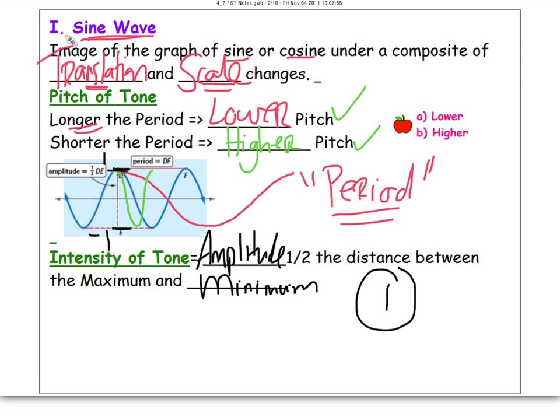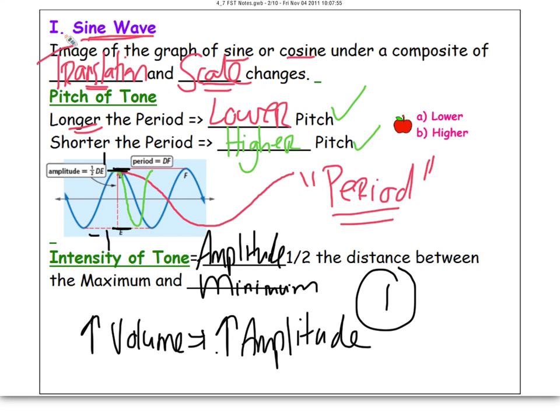Now, what happens if you turn the volume up on something? If you turn the volume up, this hump here actually gets larger. So as you increase volume, what happens is you increase the amplitude or the hump of the sine or cosine function. Conversely, if you were to lower the volume, this hump would get smaller and the amplitude would actually get smaller and lower than 1.